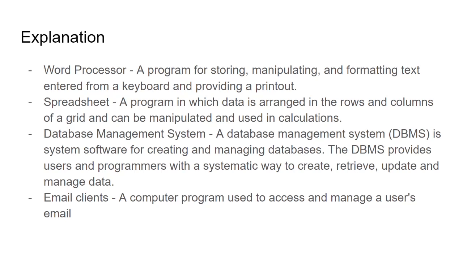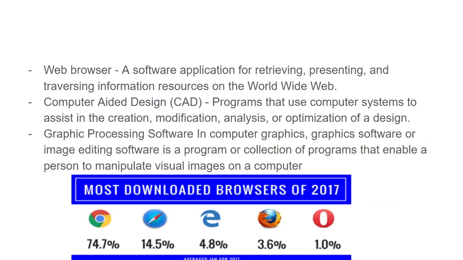A database management system is a software system for creating and managing databases. It provides users and programmers with a systematic way to create, retrieve, update, and manage data. Email client, a computer program used to access and manage users' email, not only Gmail. Gmail is one email client, but it's not everything.